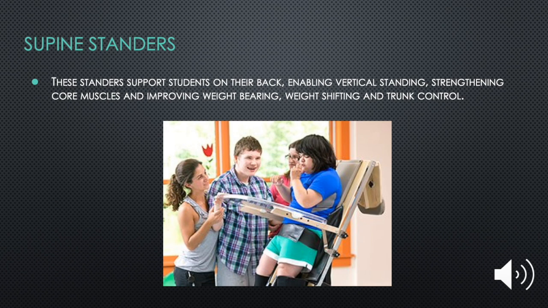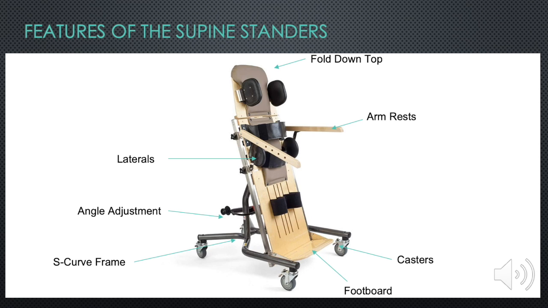Next, we have supine standers, and these standers support students on their back, enabling vertical standing, strengthening core muscles, and improving weight bearing, weight shifting, and trunk control. The features of the supine standers, here you have a fold-down top. This allows students to be supported on their head if necessary. If students don't need support for their head, this can be folded down.